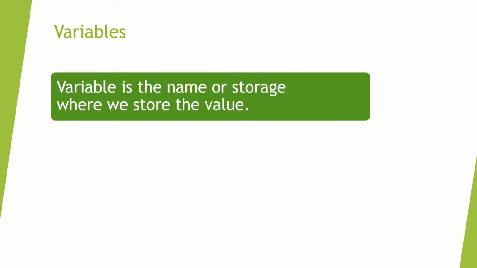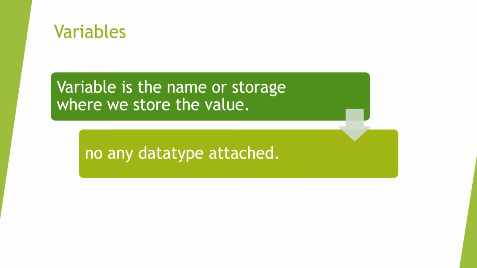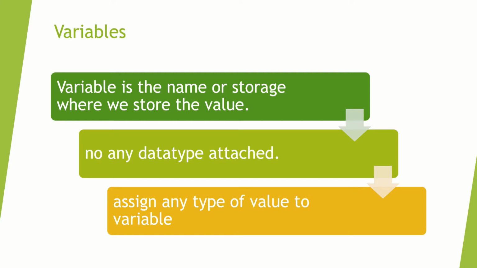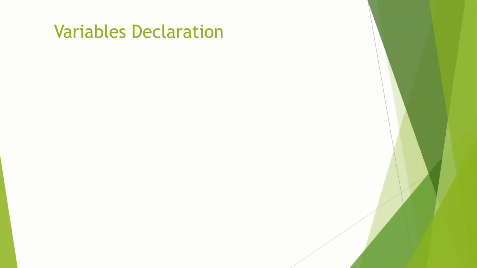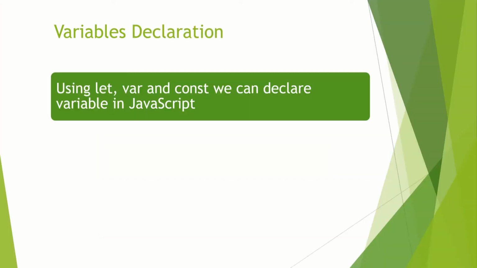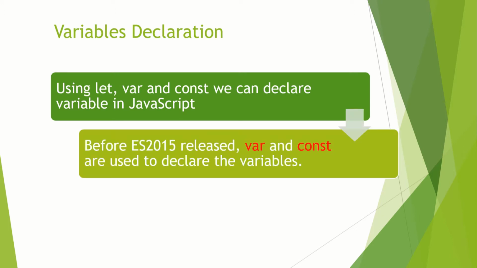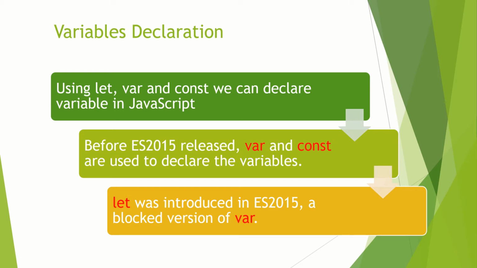A variable is the name or storage where we can store values. It is the identifier for the values that we can use later in our program. There is no data type attached to the variable in JavaScript. In JavaScript, we can assign any type of value to the variable, either numeric, string, object or array. In JavaScript, we can declare a variable using let, var and const. Before ECMAScript 2015 was released, we could declare variables using var and const. But after ECMAScript 2015, we can use the let keyword to declare variables in JavaScript.